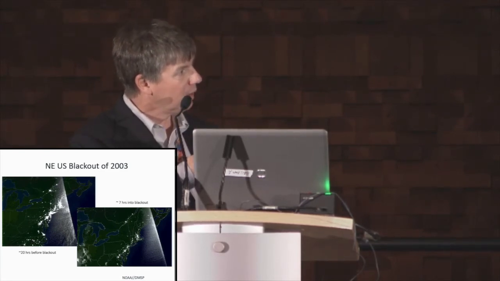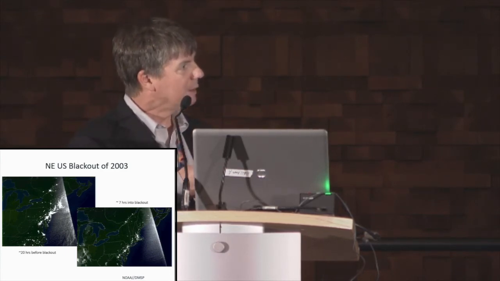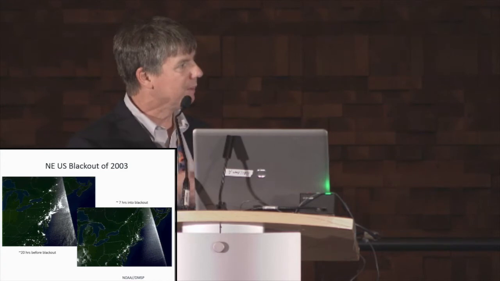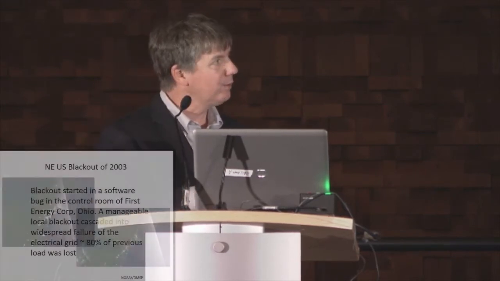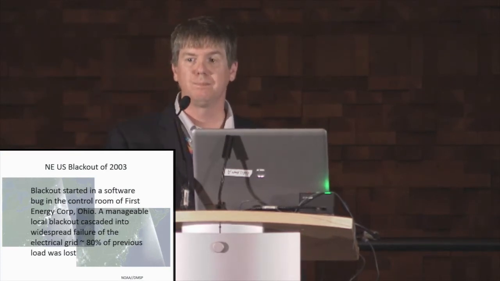This is 7 hours into the blackout. New York City is almost dark. This blackout extended all the way up into Toronto, all the way out to Michigan and Ohio, covered a huge section of both Canada and the United States. It was largely due to a software bug in a control room in Ohio.